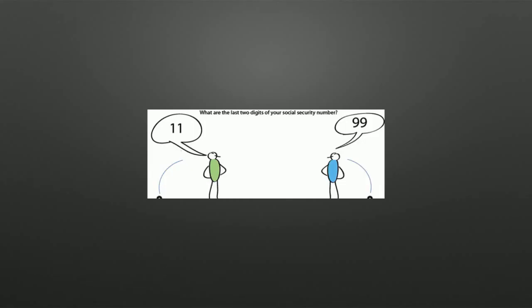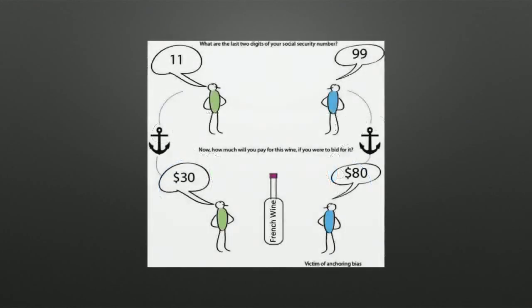And I think I'll end here. I'm 5 minutes over already. This is just another example of anchoring bias where they ask the last 2 digits of your social, and then you bid on bottles of wine. And again, statistically significant difference in the bottles you bid on.